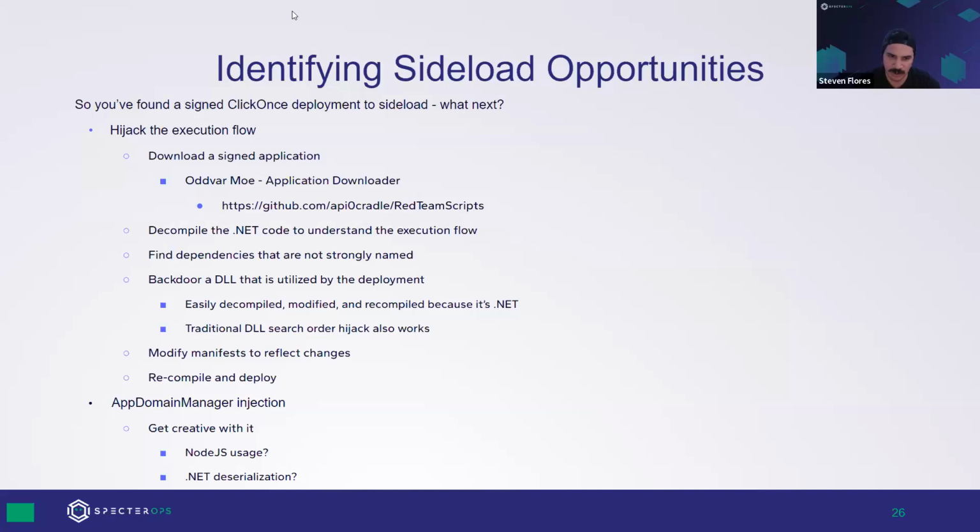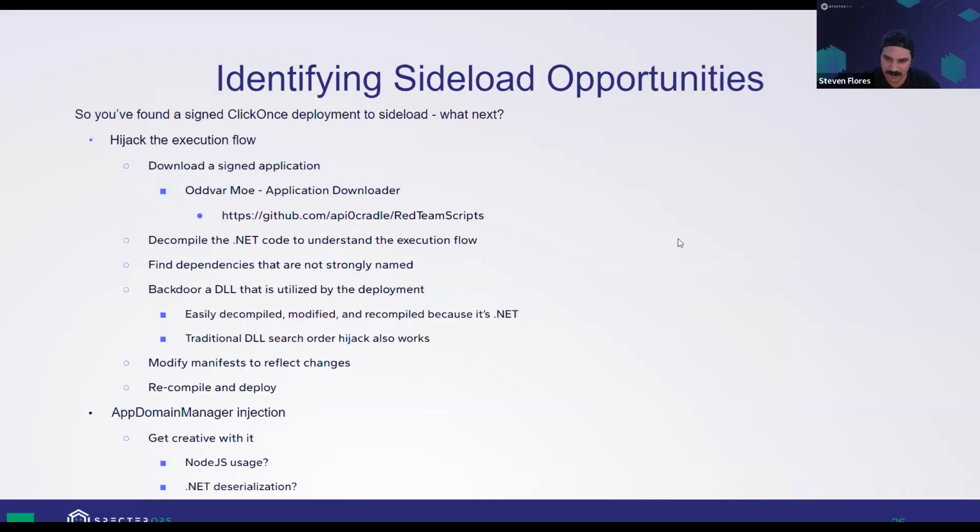In addition to actually modifying the DLL, or if you don't want to do search order hijacking, there are a few other options available to you if you can find any of these things applicable to your deployment. If there's any sort of Node.js usage in there, you could potentially backdoor with a node file or Electron injection or anything like that. If there's any sort of deserialization, you could find a vulnerability in the actual ClickOnce deployment itself and exploit that vulnerability as part of the execution, to get around needing to load an unsigned DLL.